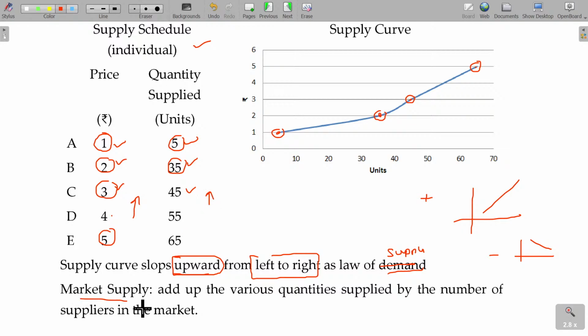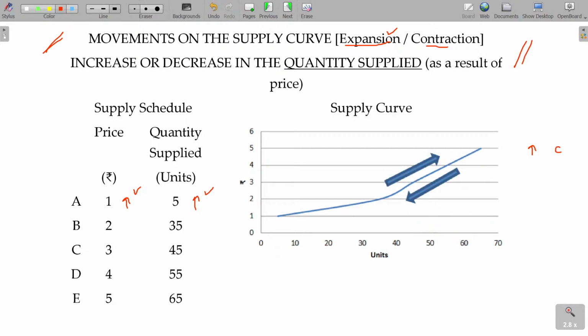Understand that the market supply is nothing but the addition of the various quantities supplied by the number of suppliers in the market. Make a note of it. If the price increases, quantity supplied also increases. If the price decreases, quantity supplied also decreases. They are directly related. The first part is called expansion and the second part is called contraction.